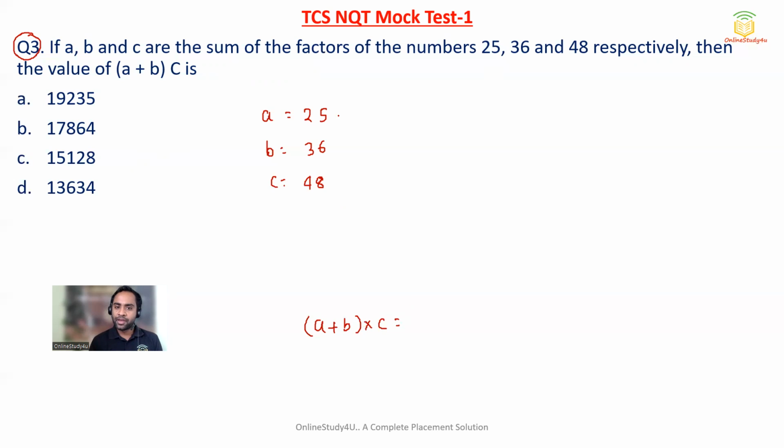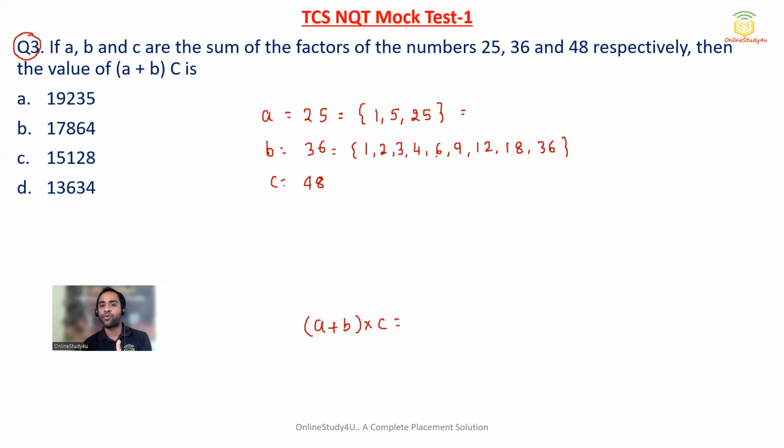We will try to solve it. So what are the factors of 25? Friends, 25 will be divisible by 1, 5, and 25 itself. So these are the factors of 25. Now 36. 36 will be divisible by 1, 2, 3, 4, 6, 9, 12, 18, and 36.